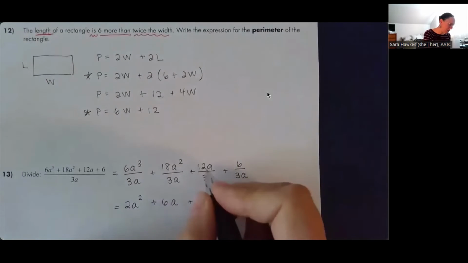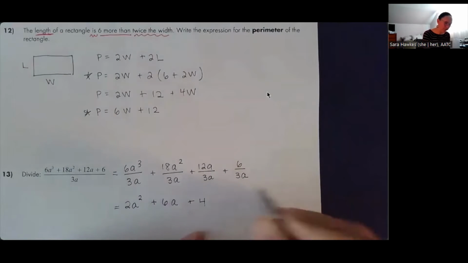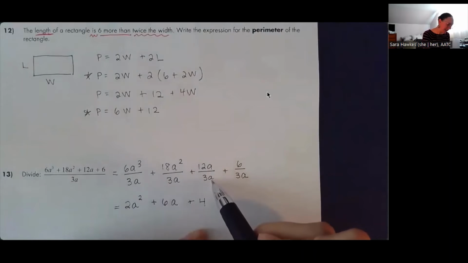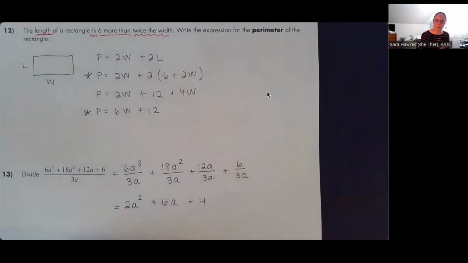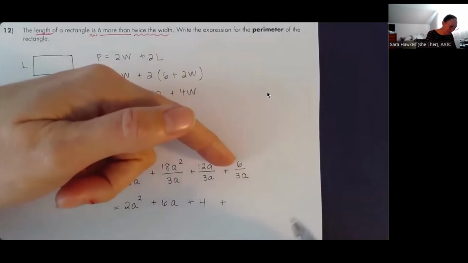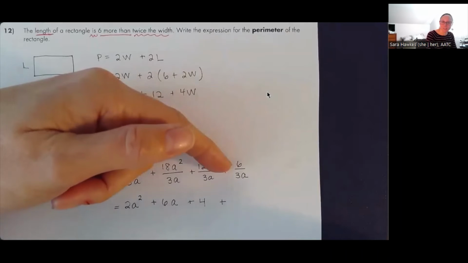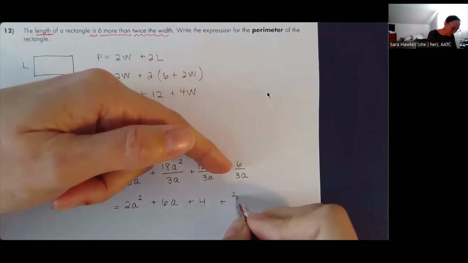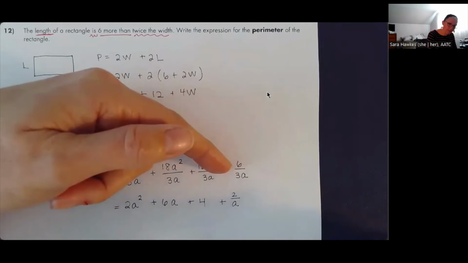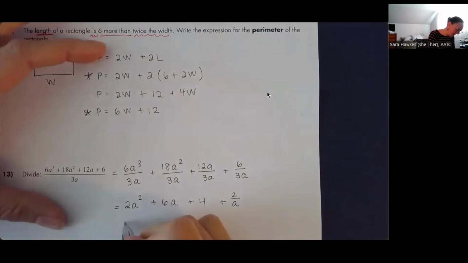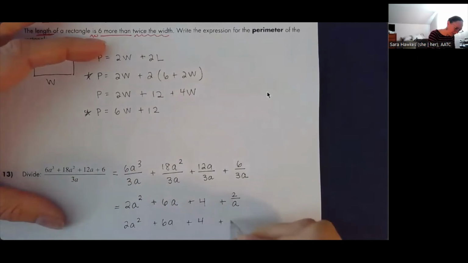Next up, 12 divided by 3 is going to give me 4. And a divided by a is equal to 1, so we're not going to write that one. And on this last piece, 6 divided by 3 is equal to 2. There's nothing to try to simplify the a with in the numerator. So 2 correct ways to write this would be to write that as 2 divided by a, and then another equivalent form to that would be 2a to the negative 1.